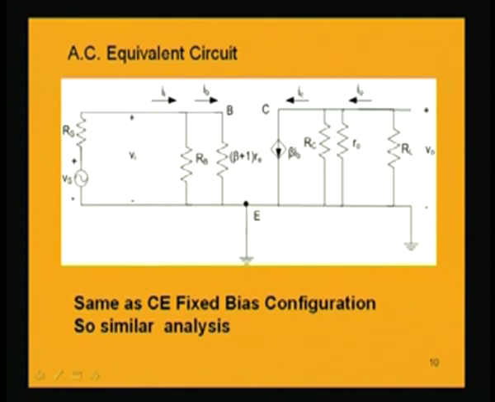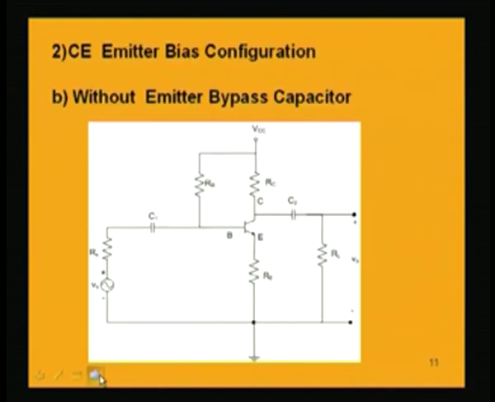But if the bypass capacitor is not present in the emitter, then of course the circuit will be different, and that is what we are going to do. That is the common emitter bias configuration without the emitter bypass capacitor. Mind it, the bypass capacitor is not there, and that is why there is the existence of this RE, that is the emitter resistance in the emitter part.